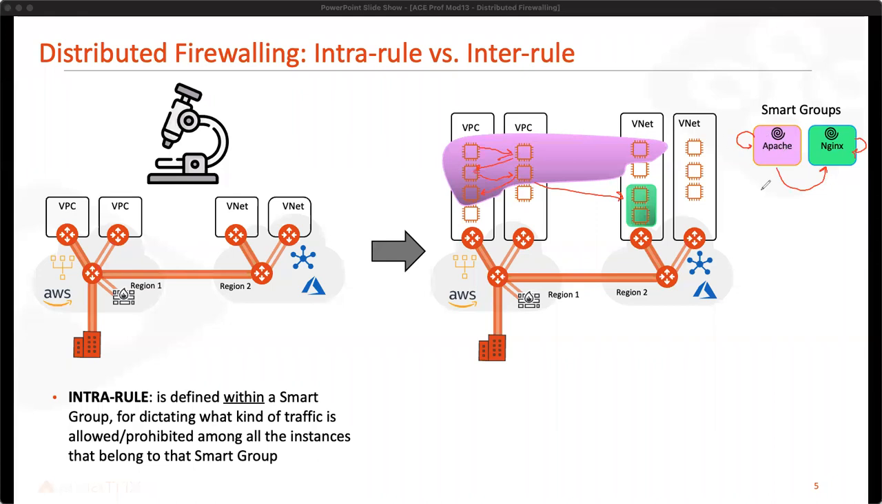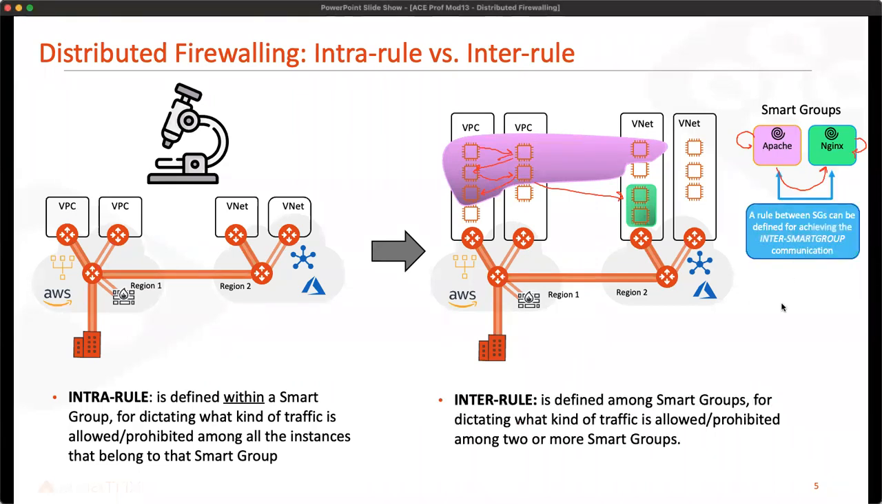The inter rule is about inter smart group communication. So the inter rule is defined between smart groups for dictating what kind of traffic is allowed among two or more smart groups. There, it's among all the instances that are part of those smart groups.